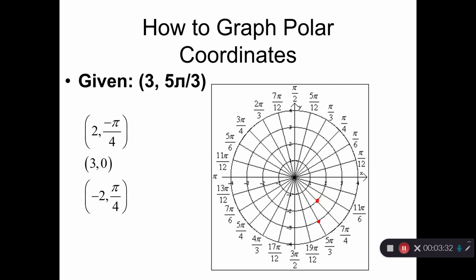3 comma 0. So I'm going to start at the pole, and I'm going to go out 3, and my angle says I'm going to go up 0. So I'm going to plot my point right here.